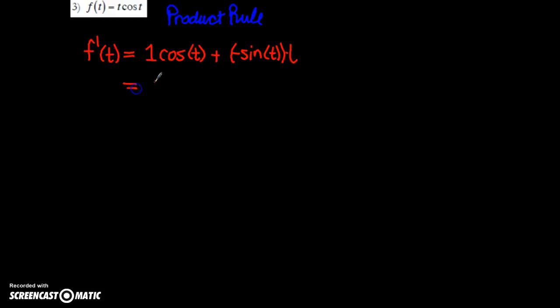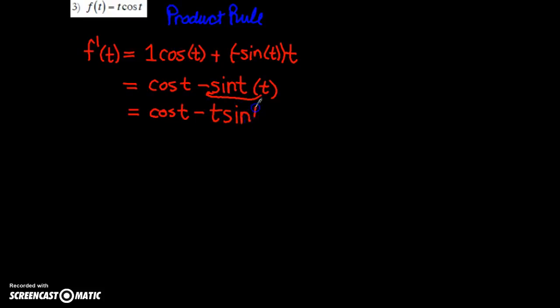Okay, just clean it up a little, and you're left with this. So bring that negative over, and you're done. And now we can bring that t over to the front. Sorry, that's cosine t. I'm just bringing this t over here. And that's it for that one.